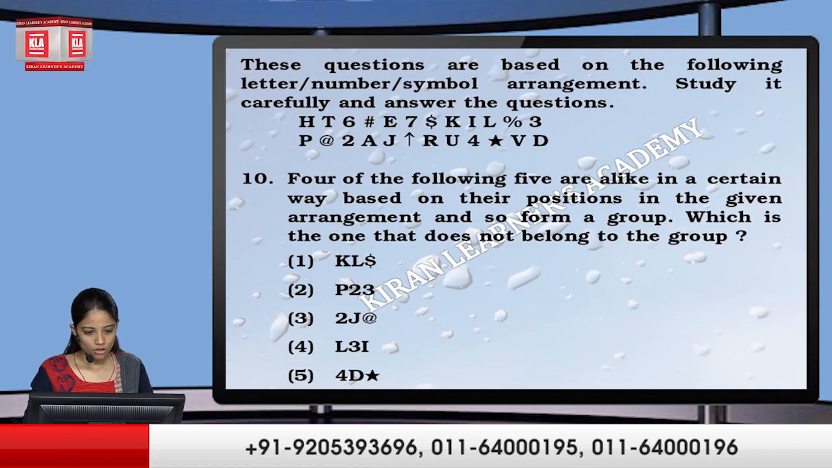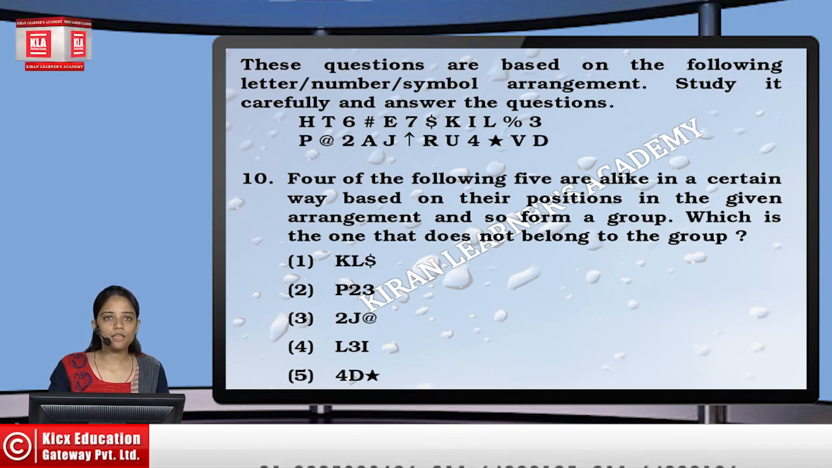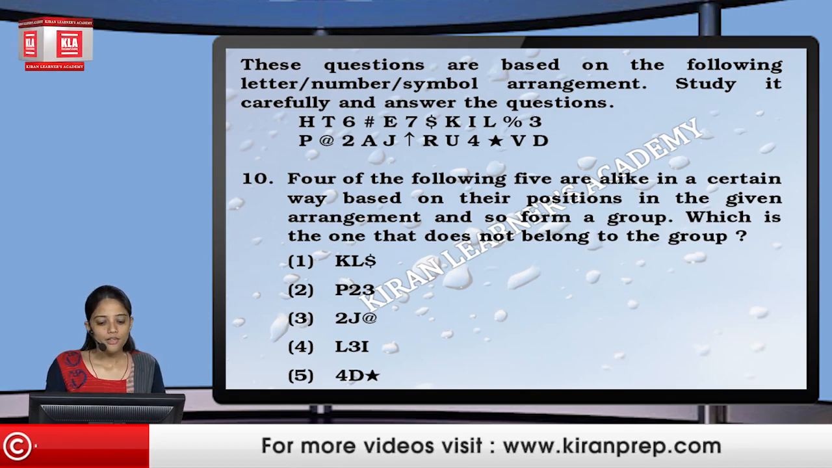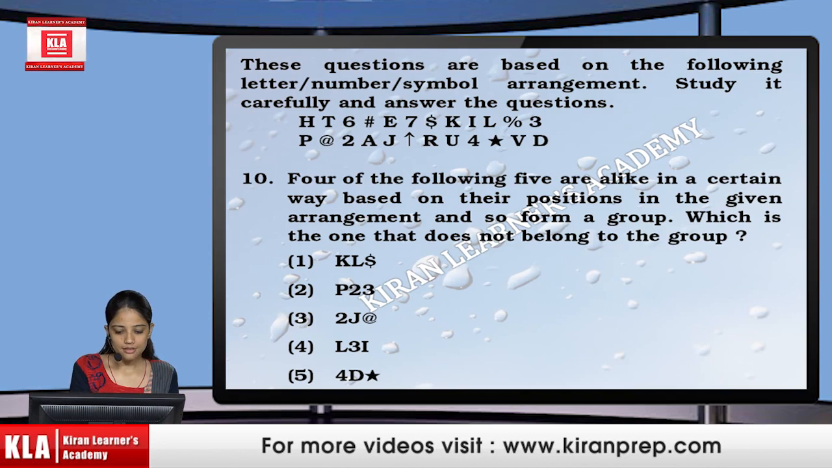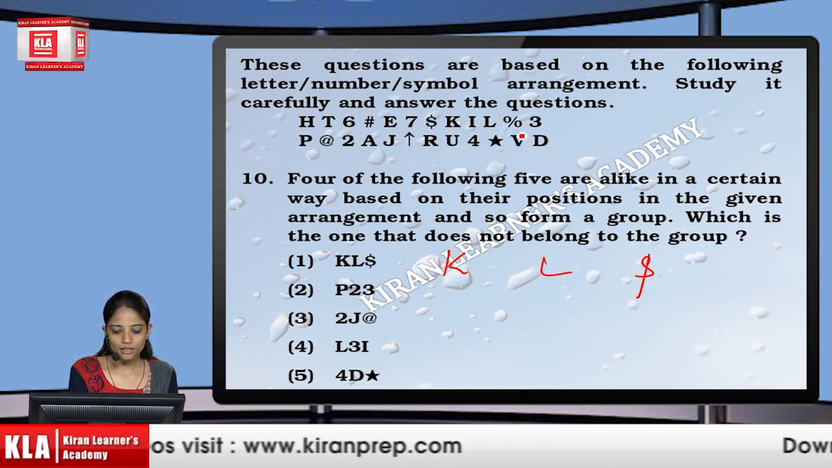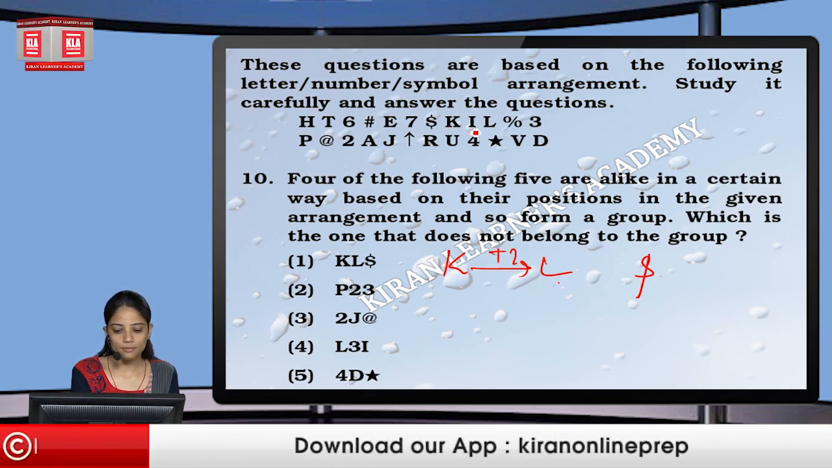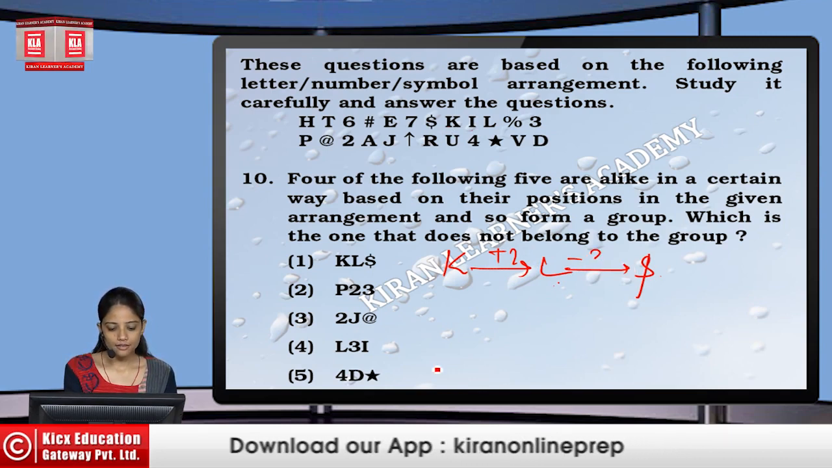Let's come to the next question. Next question we have, 4 of the following are alike in a certain way based on their positions in a given arrangement, so forms a group. Which of the following does not form a group? If we talk about K, L and dollar, if we go from K to L, that means we are adding 2, and if we are going from L to dollar, that means we are subtracting 3. We are going backwards in the third place.